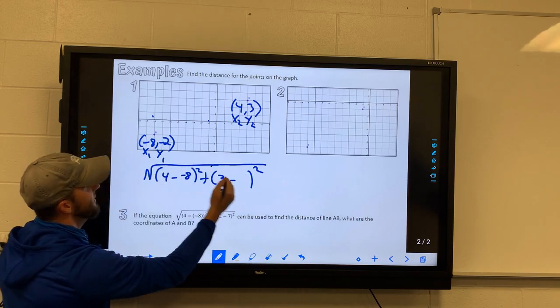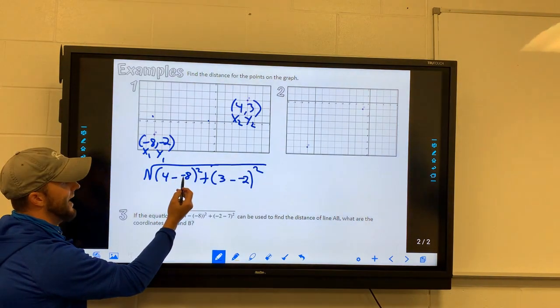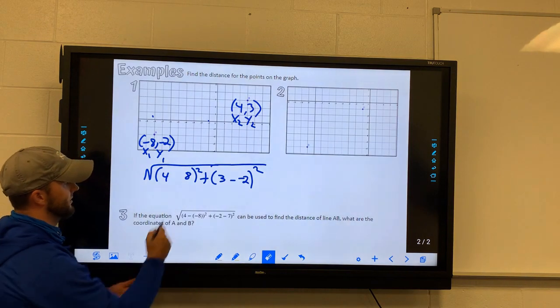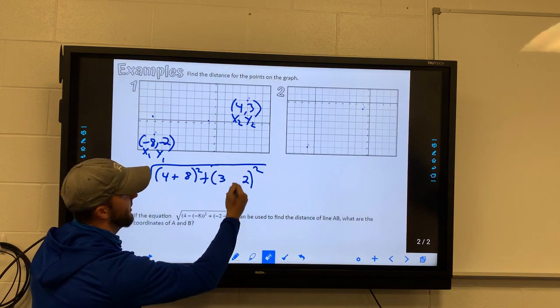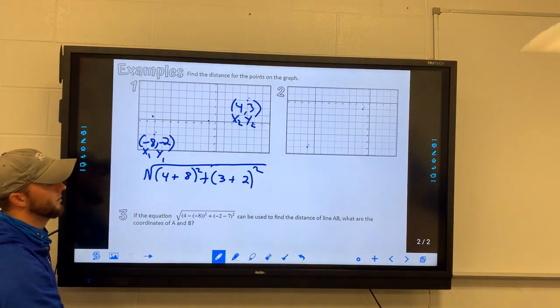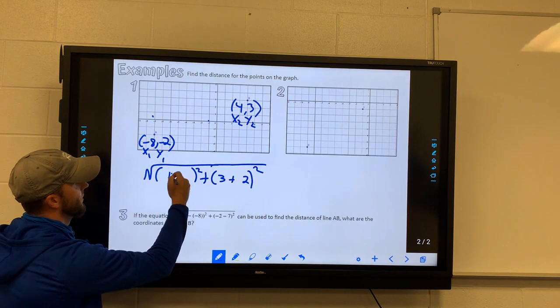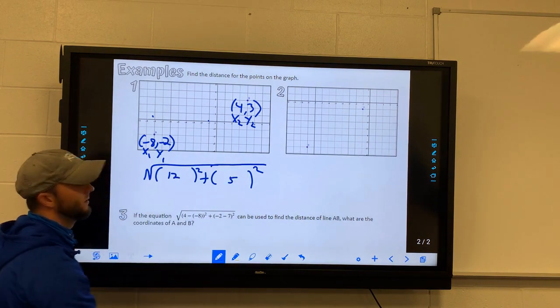y1 here is going to be -2. Now I just want to let you guys know, when you subtract a negative, that's going to end up turning into plus. So it's going to be 4 plus 8. Double negative here is going to turn into plus, so that's going to be 3 plus 2. 4 plus 8 is going to end up being 12. 3 plus 2 is going to end up being 5.